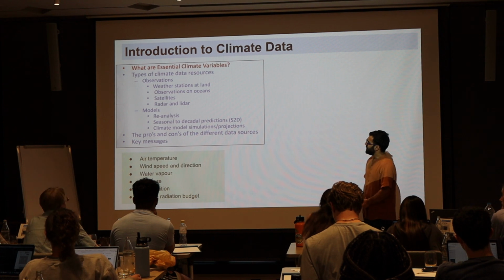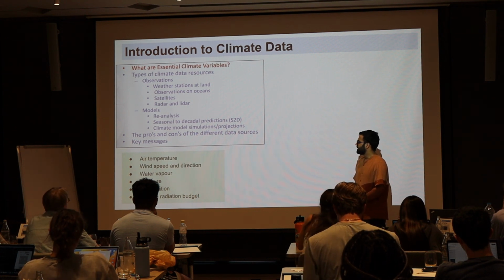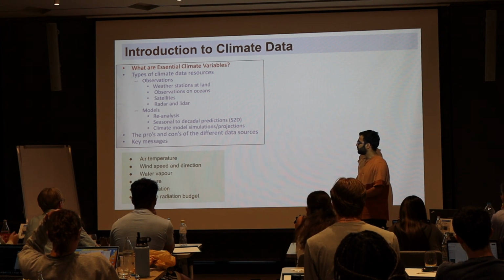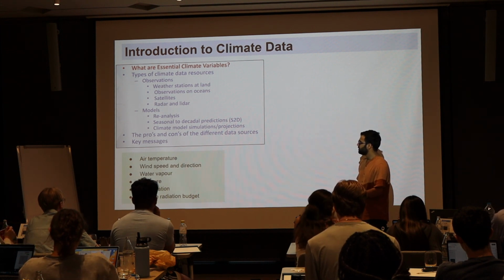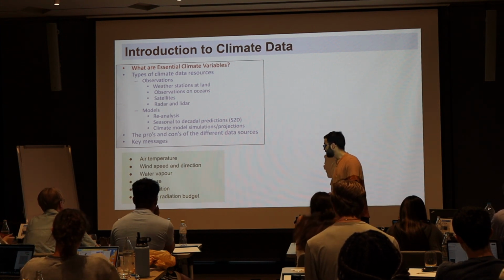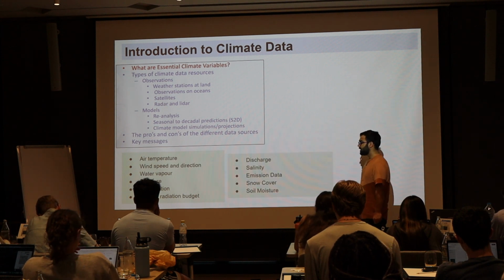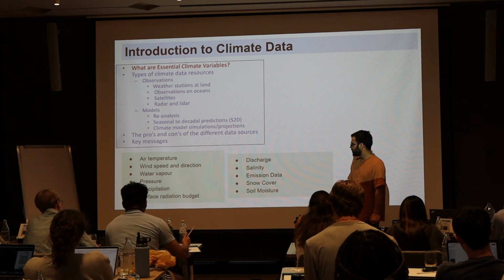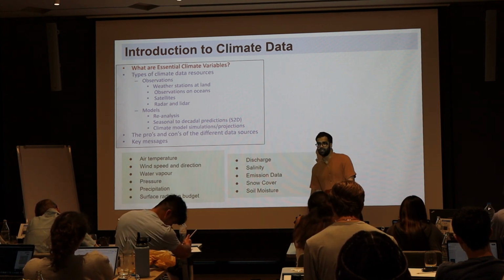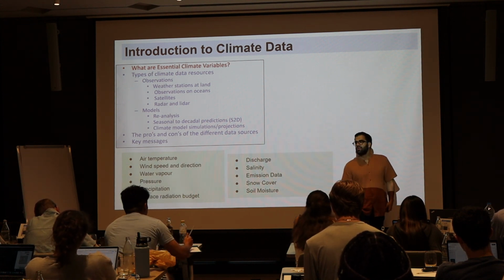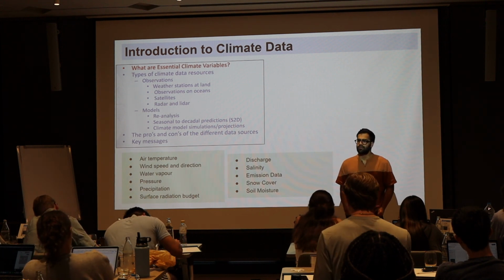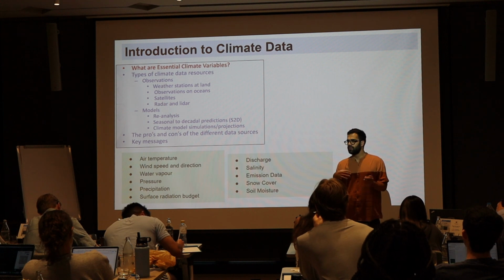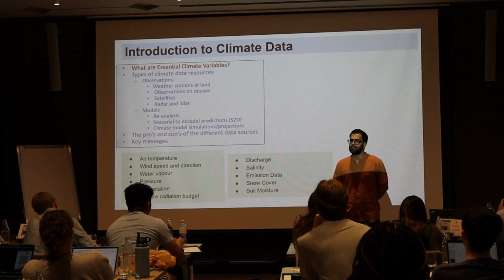And these are some of the basic variables in climate. There's air temperature, wind speed and direction, water vapor, pressure, precipitation data, surface radiation budget, discharge data, salinity, emission data, snow cover, and soil moisture. So how many of you are aware of all these data sets? How many of you have done a bit of work with this kind of data sets?